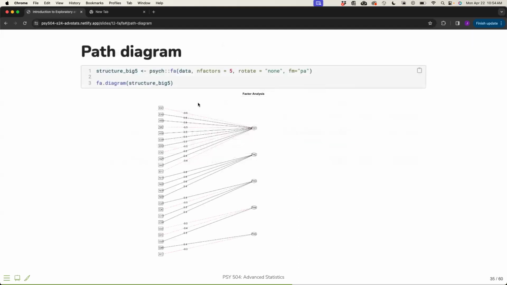All right, what we have here is a visualization of the factor analysis that we just ran. I know it's kind of hard to see, but you can make out the items and then the factors here. Is there anything that sticks out or jumps out to you guys about this factor analysis we just ran?